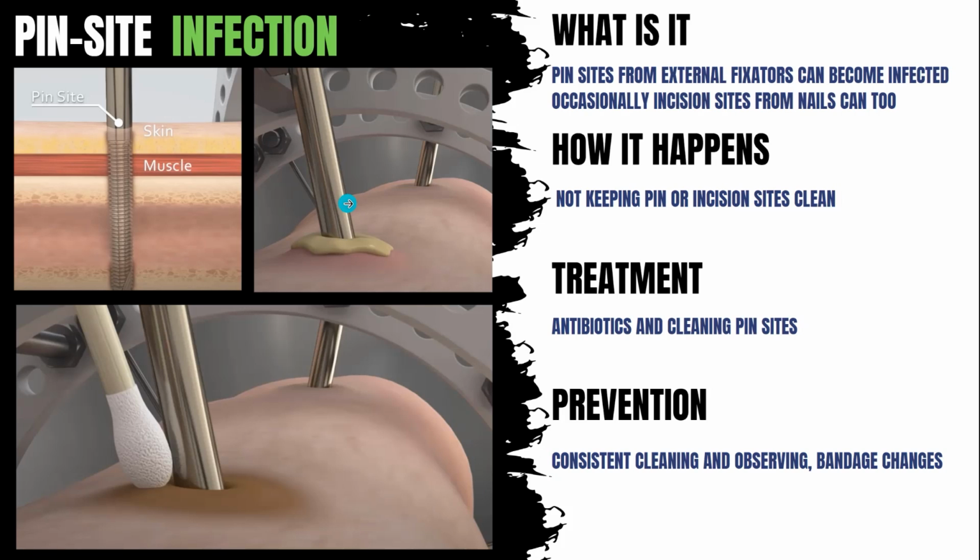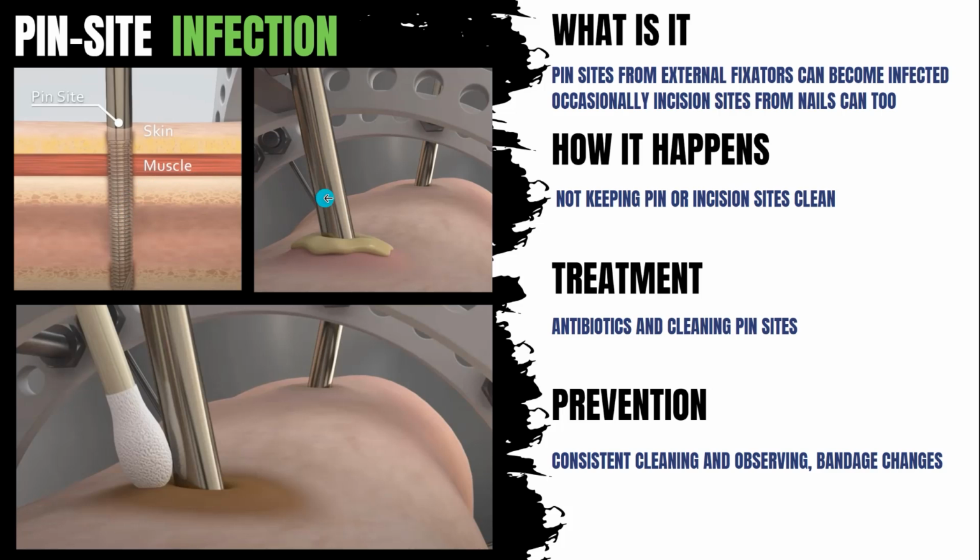So next we're going to talk about pin site infections, and this is basically where the pin sites from external fixators can become infected. The pins on the external frames go through your skin, through your fat, through your muscles, all the way into your bone, and bacteria can seep its way in, get all the way into your bone, and do what we talked about earlier, create osteomyelitis, which is bone infection.